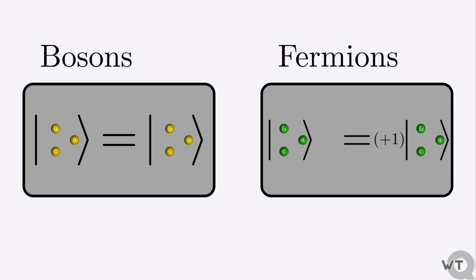Here's a summary of what we found so far. Swapping identical bosons does nothing. The kets always stay the same. Swapping identical fermions multiplies the ket by -1.